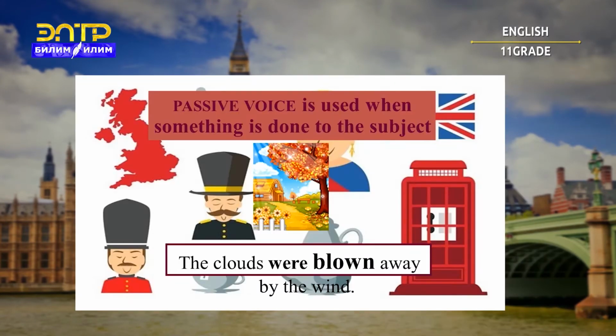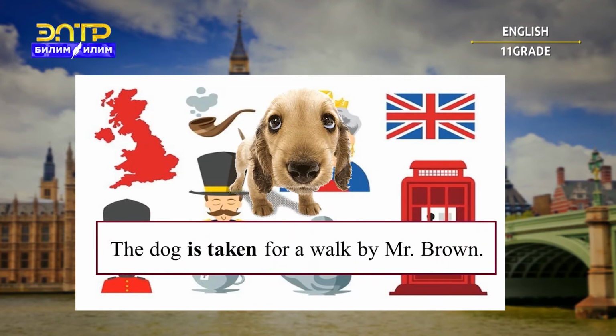Passive voice is used when something is done to the subject. For example, the clouds were blown away by the wind. The dog is taken for a walk by Mr. Brown.